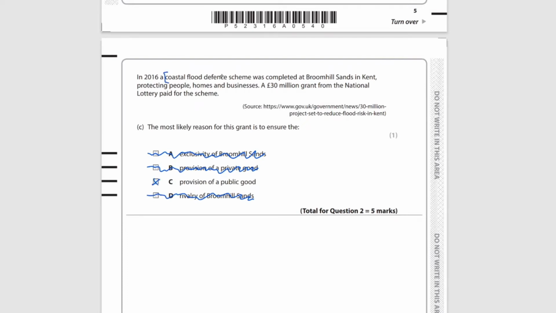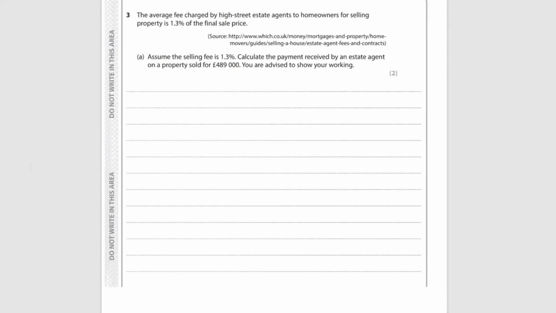Coastal flood defence schemes have the benefit of both being non-rivalrous and non-excludable, which makes them into a good known as a public good, commonly confused as being a good provided by the government. But in economics, we mean these 2 points. This is 1, this is 2. Okay, so done question 2.